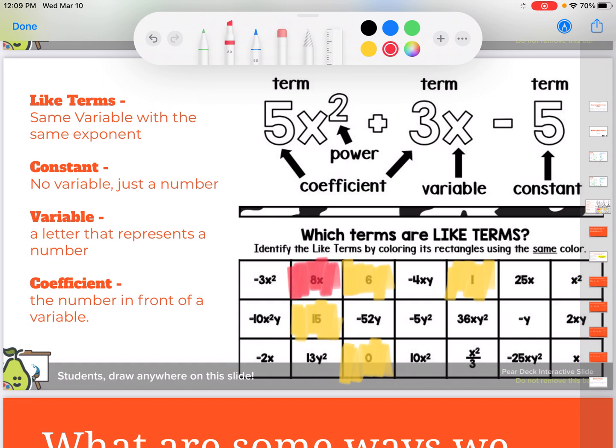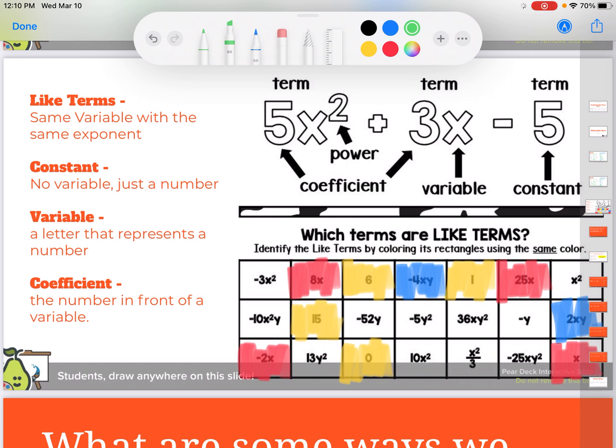So 8x, xy is not the same. So 25x, negative 2x, and then just x by itself. Okay, so let's look for xy's. That's an x squared. That's a y squared. There's an xy. That's a y squared, so that's no good.